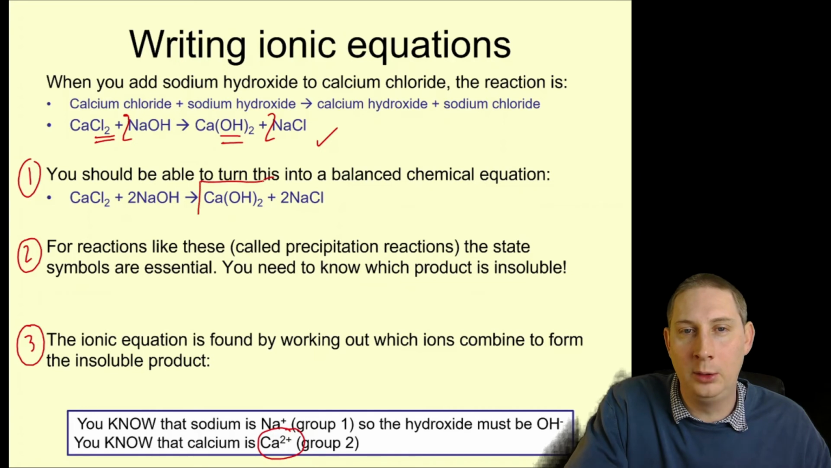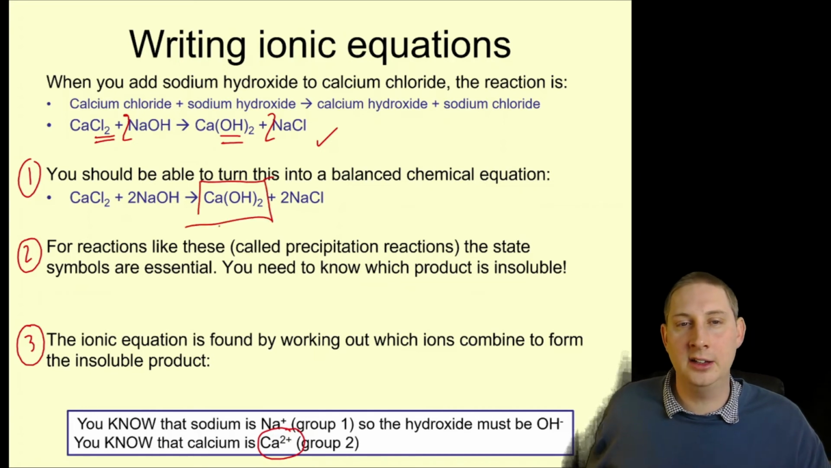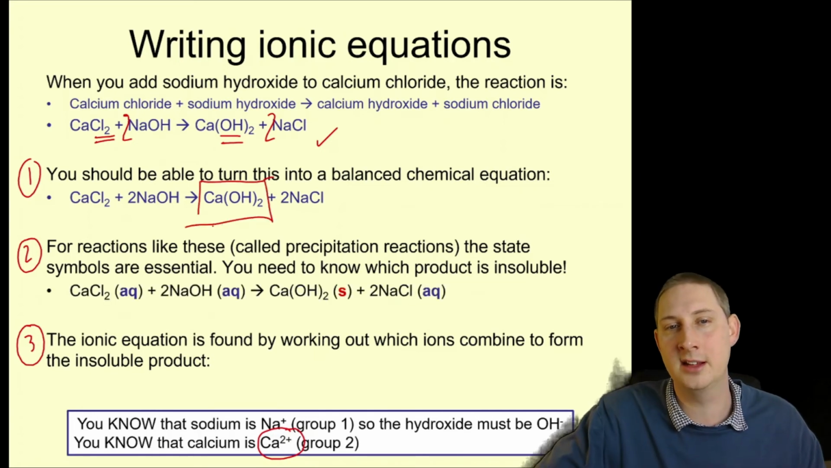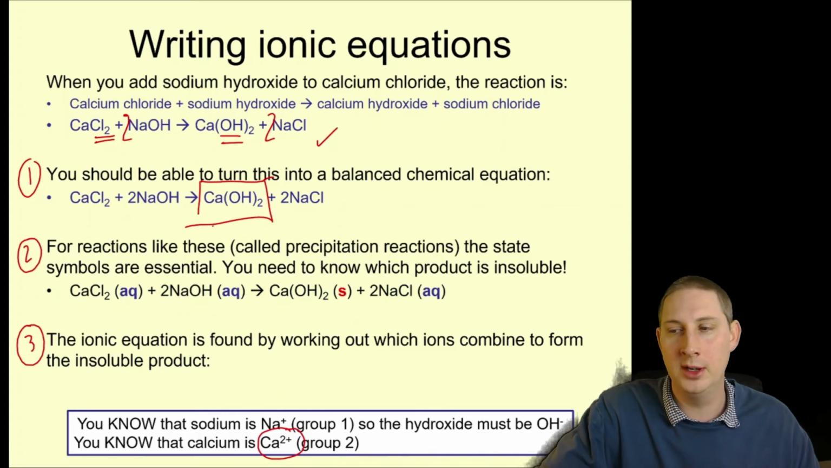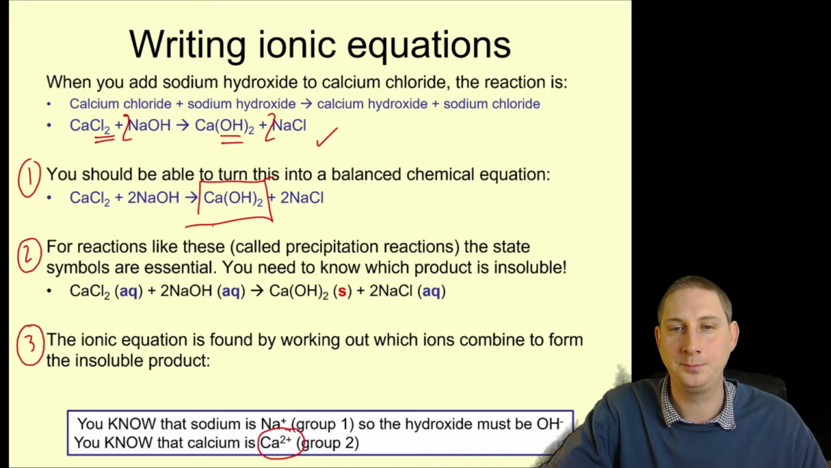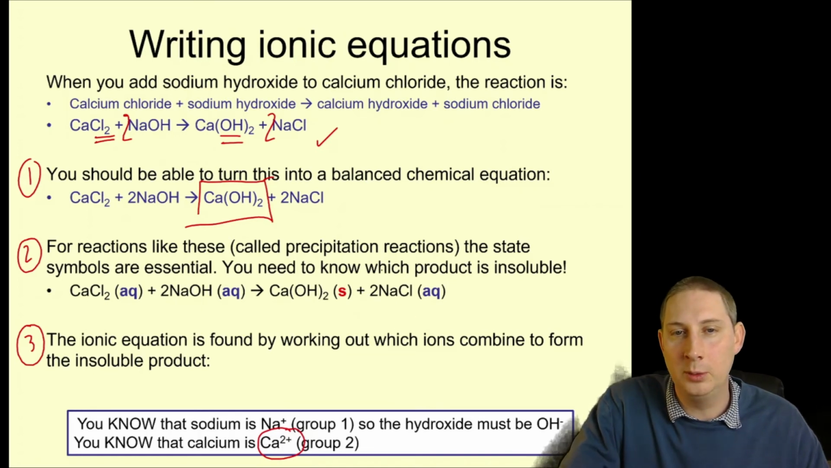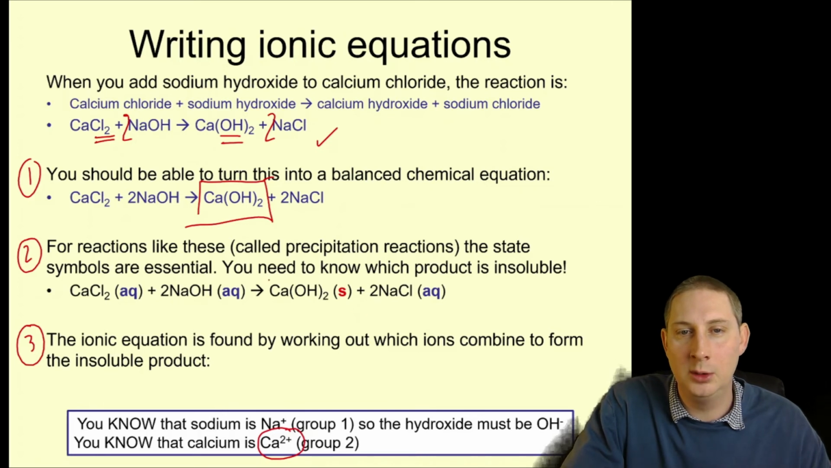Which product is insoluble? Well, by now, you instantly should recognise that the insoluble product is the calcium hydroxide, so adding those state symbols is second nature. Which ions combine to form the insoluble product? Well, in calcium hydroxide here, what do we have?